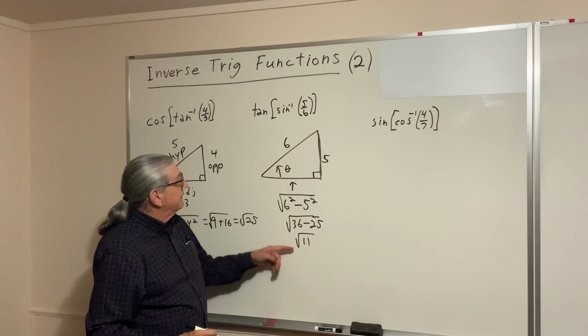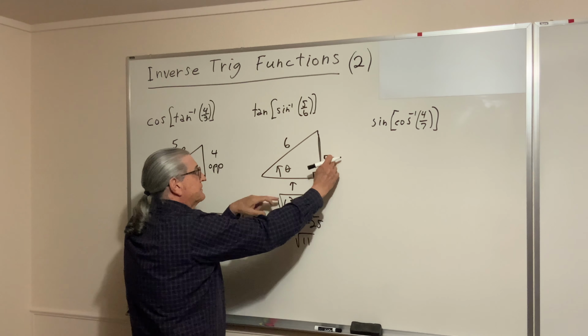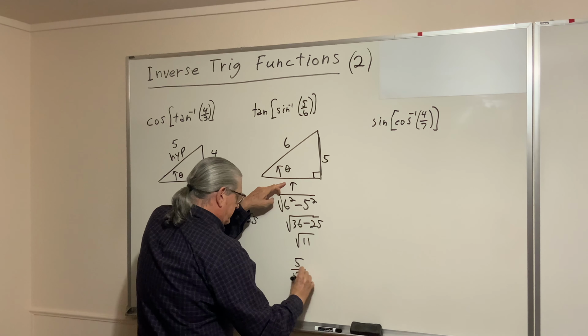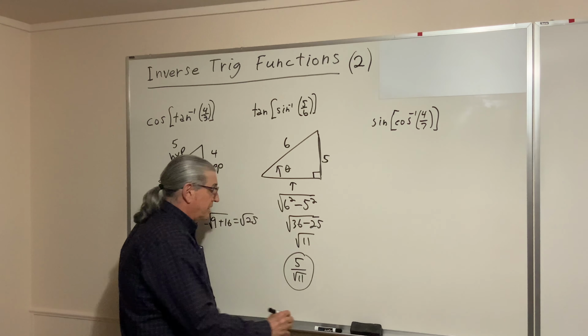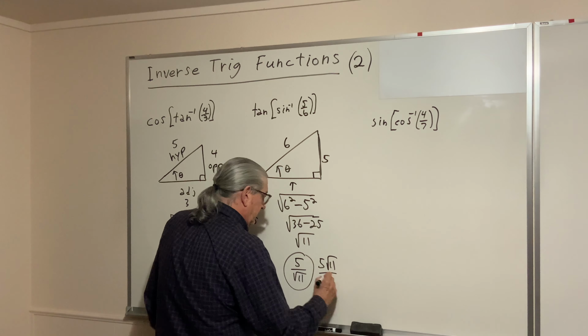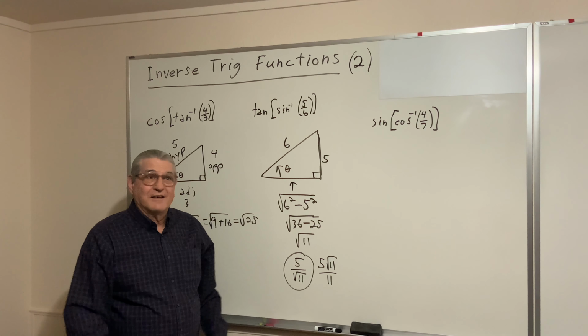So that's this length. Now, we want the tangent. The tangent is the opposite over the adjacent. So the answer is 5 over the square root of 11. And if we want to rationalize that, we could say 5 square root of 11 over 11. But this is an all right answer here. Okay, let's do one more.